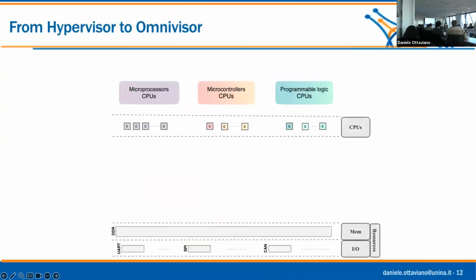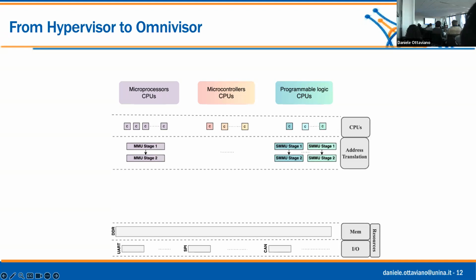So let's do it. These three typologies of CPUs, microprocessor CPUs, microcontroller CPUs, and programmable logic CPUs, can communicate with the resources, the memory and the I/O, through a series of layers that I'm going to discuss. The first layer is the address translation. As I anticipated, the microprocessor CPUs have an MMU, so you can work with virtual addresses. What about microcontrollers? They don't have an MMU, they usually have an MPU, but not always.